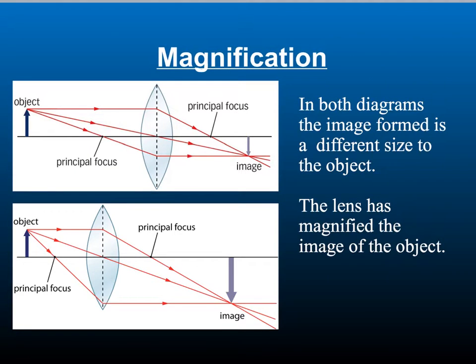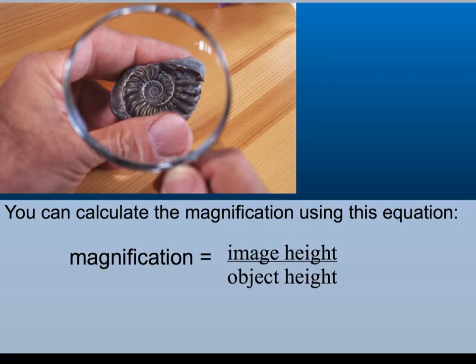Now in both of those cases we've just talked about, the image formed is a different size to the object. This means that the lens has magnified the object. In this one, it's made the image smaller, and in this one it's made the image bigger.